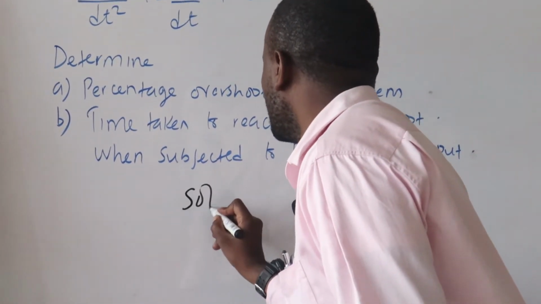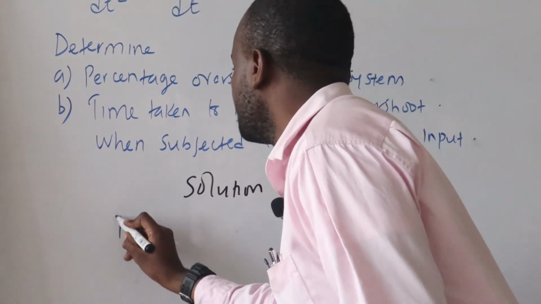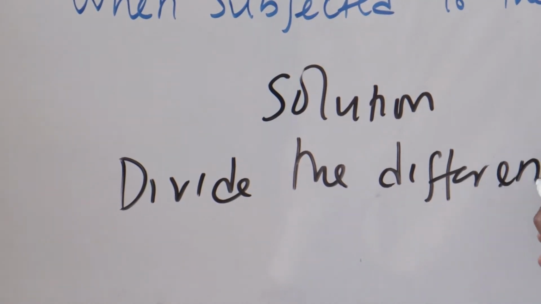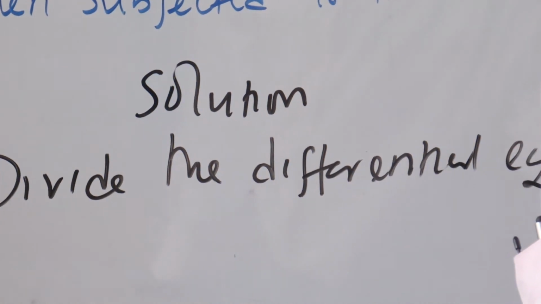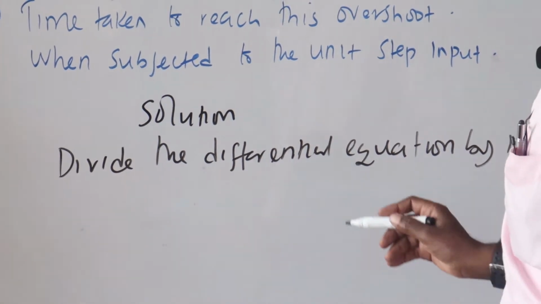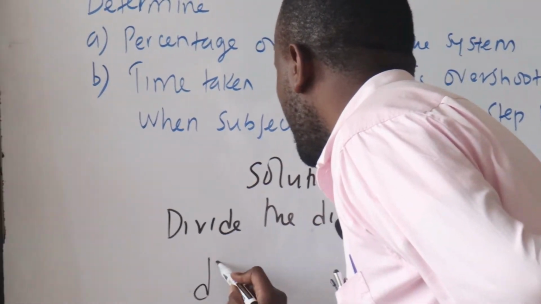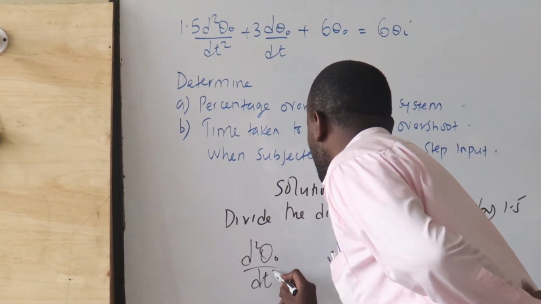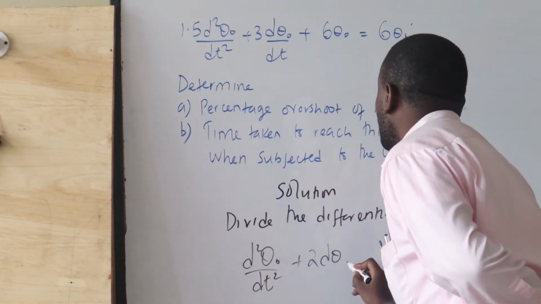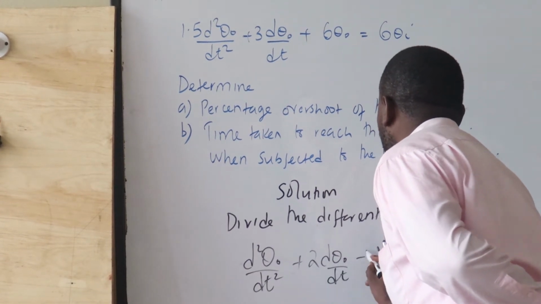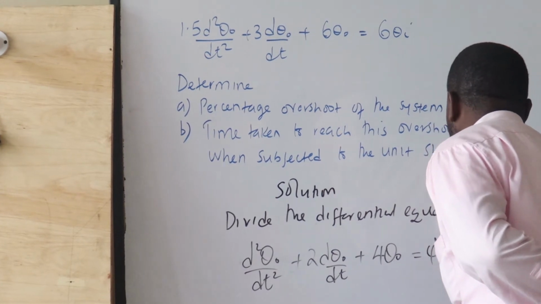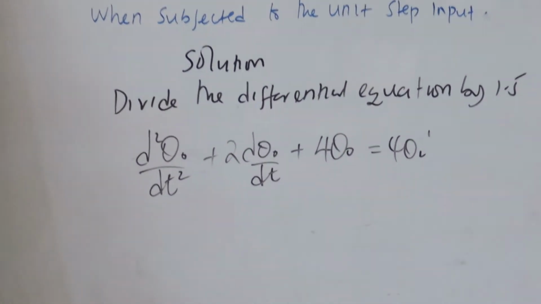Solution: divide the differential equation by 1.5. In that case, we are going to have d squared theta naught all over dt squared plus 2 d theta naught all over dt plus 4 theta naught is equal to 4 theta i. So that is now what we have.